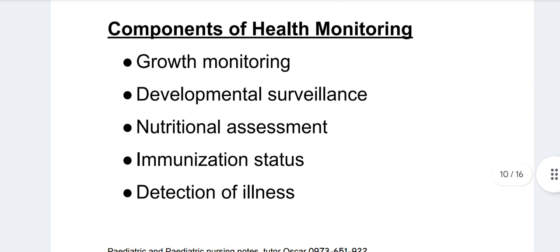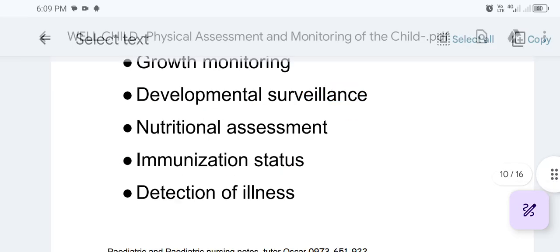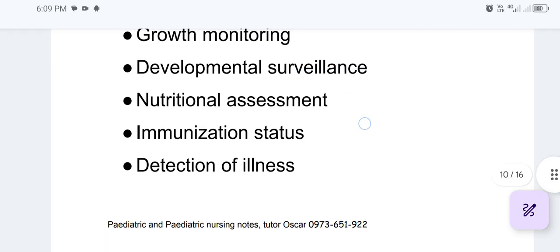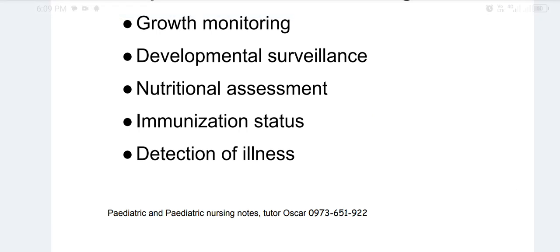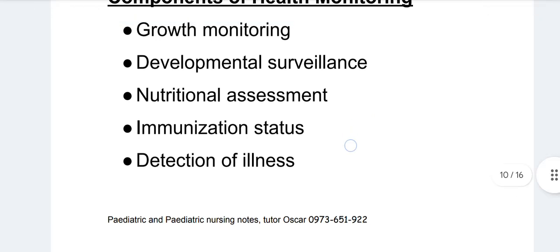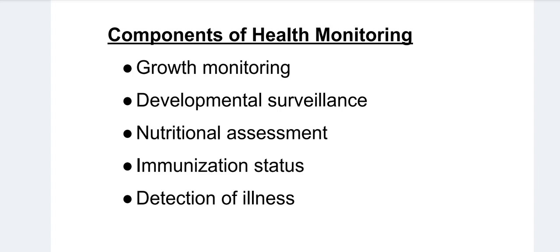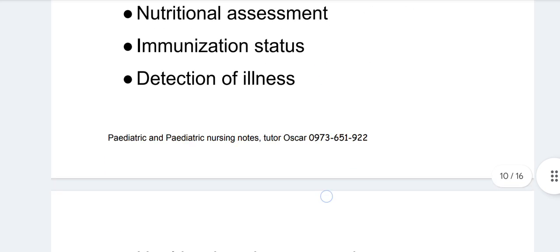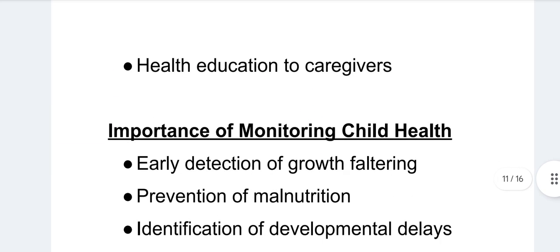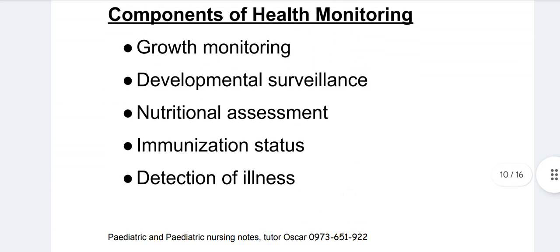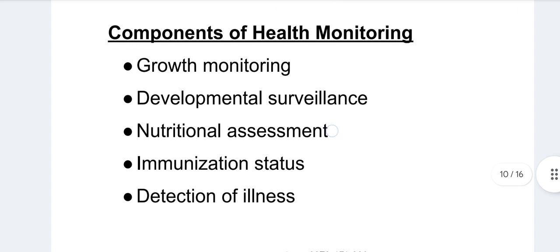this. So components of health monitoring, we have growth monitoring, we have developmental surveillance, we have nutritional assessment, we have immunization status, and we have detection of illness. So these are components of health monitoring. Okay, I believe you've noted them down. And also health education to caregivers. So this is what comprises the health monitoring.